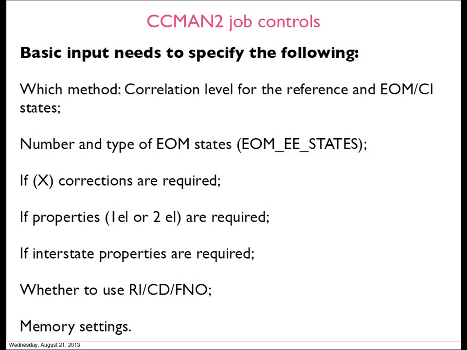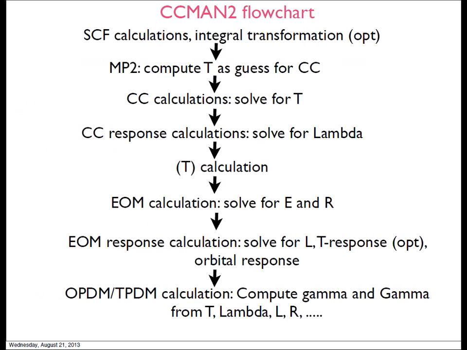So for each of these options, in addition to just having them available as input keywords, we need to have some internal parameters that store all this information and based on it set up the execution flow. So this is an example of execution flow in CCMAN 2. Again, this is not a general picture. It's just one specific example, and there could be much more complicated diagrams.